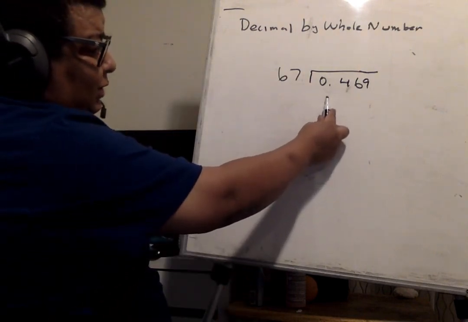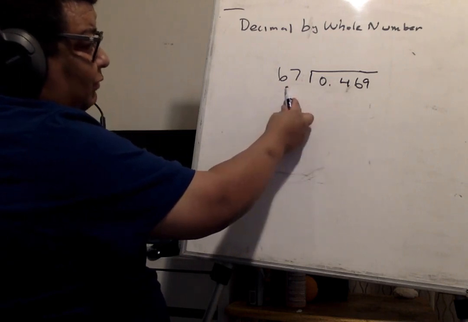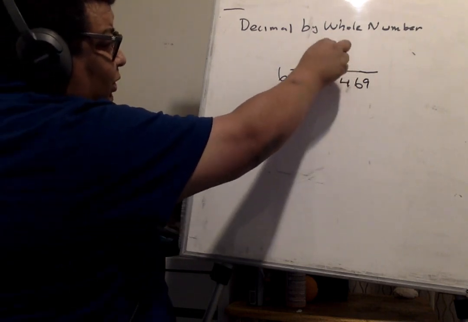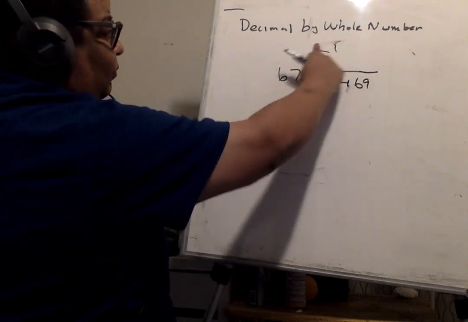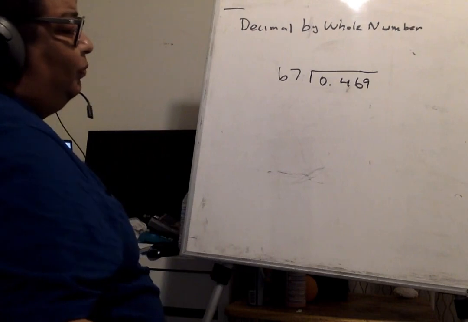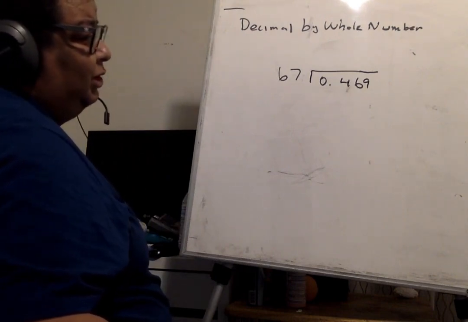Notice in this case the dividend is smaller than the divisor, so we expect the quotient to be less than 1. In other words, our answer is less than 1 and greater than 0, between 0 and 1. It's always the case.